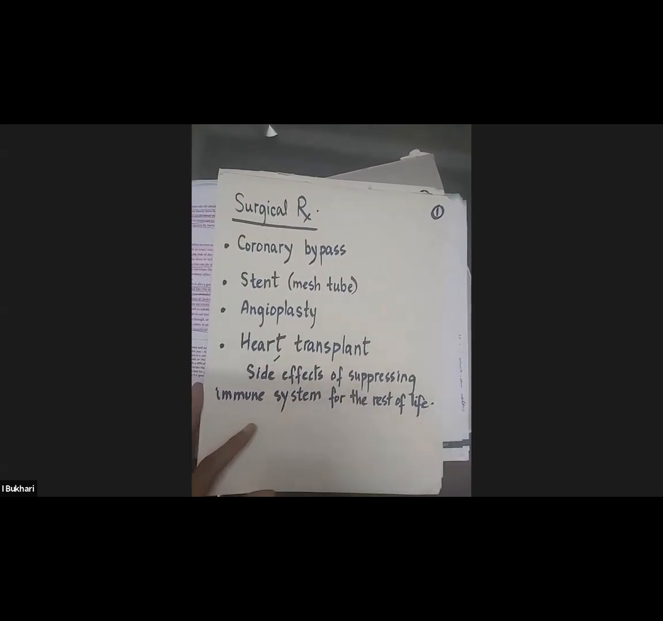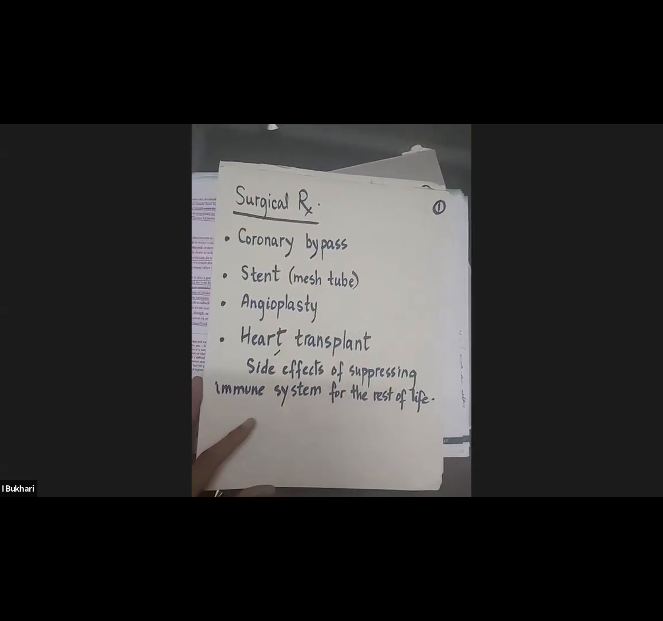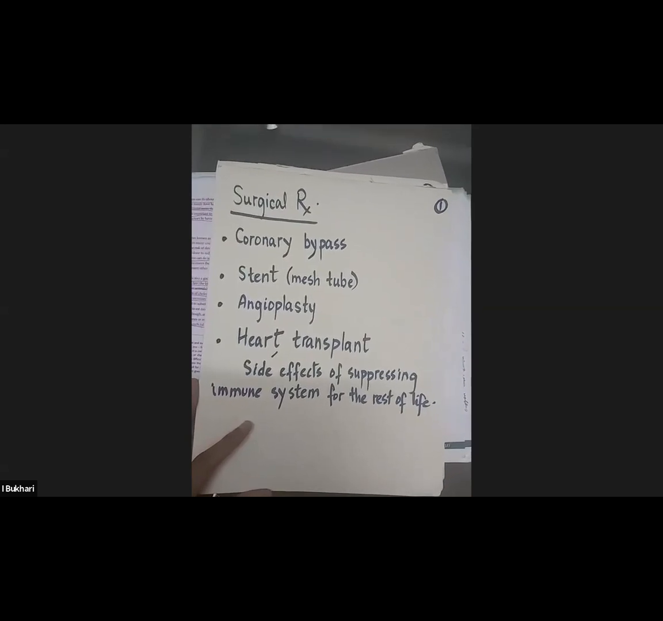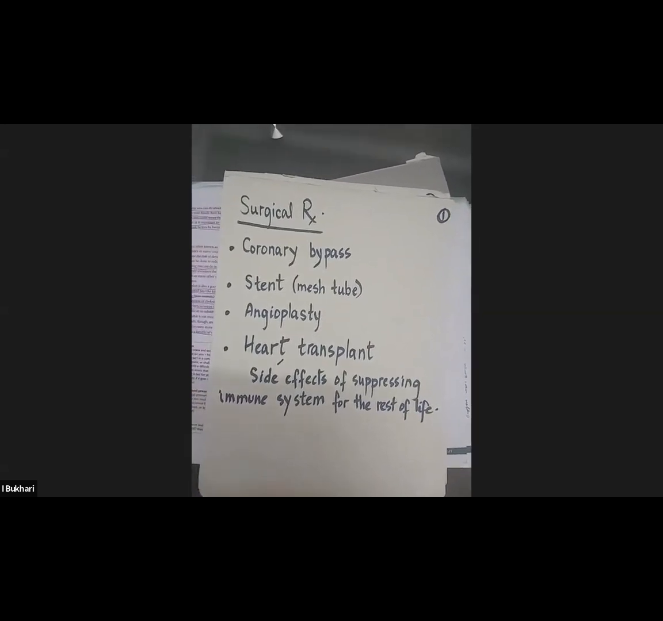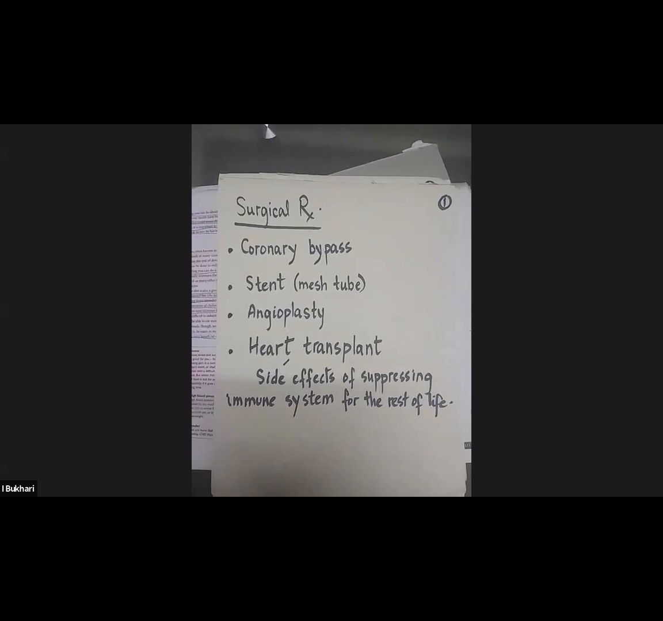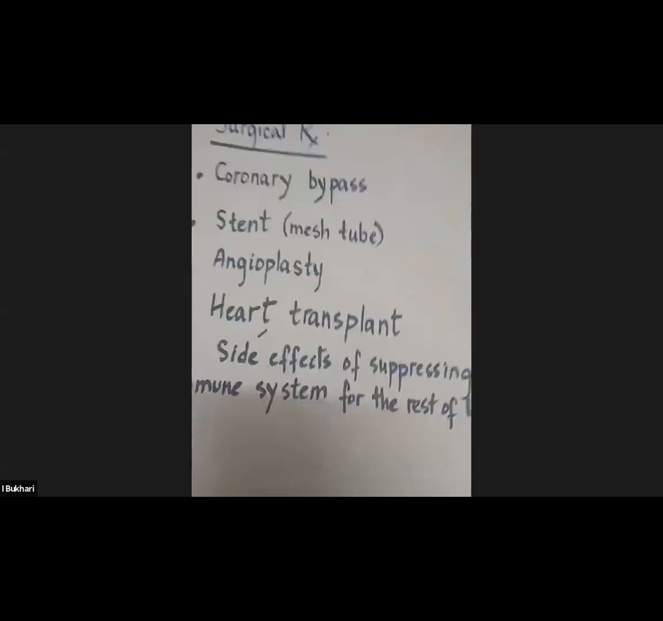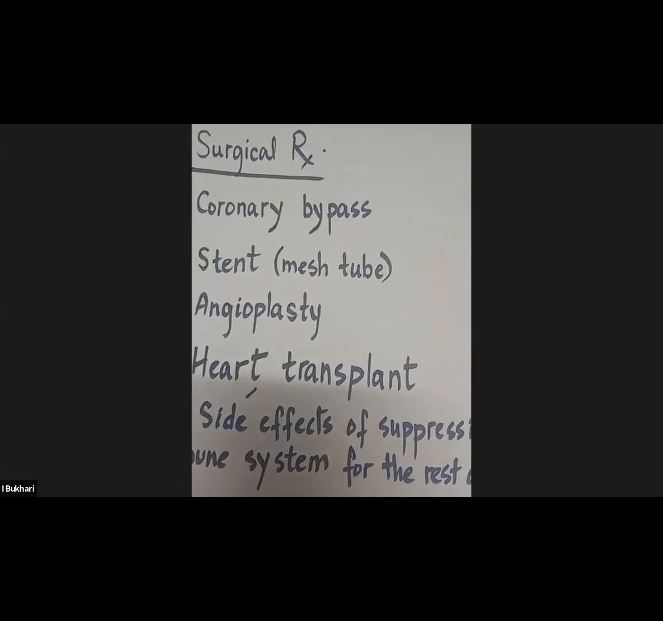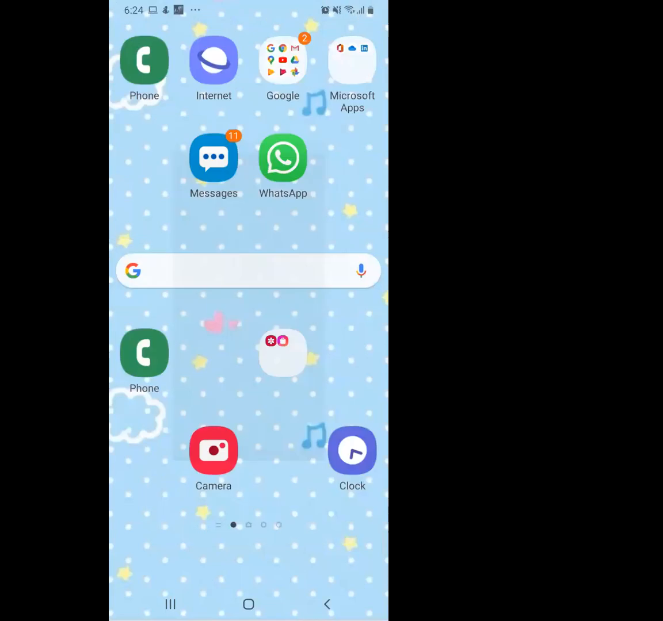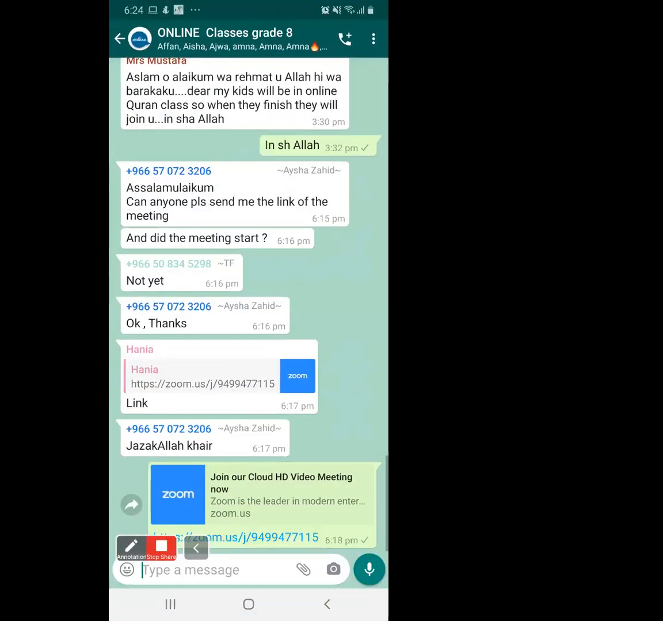Okay, these are some of the surgical treatments that are mentioned in your book and that I'm going to discuss with you. First of all, coronary bypass. Now, what is a coronary bypass? Let me get you an image. I'm sharing my screen with you guys. Okay.